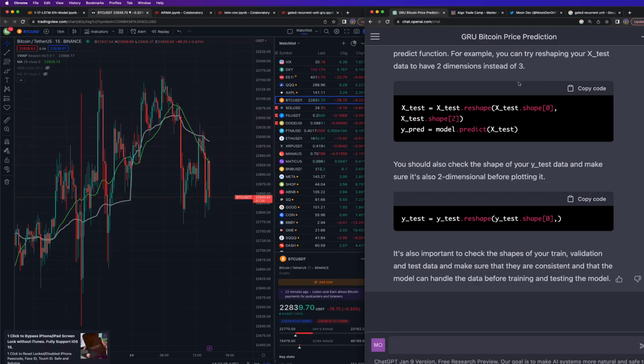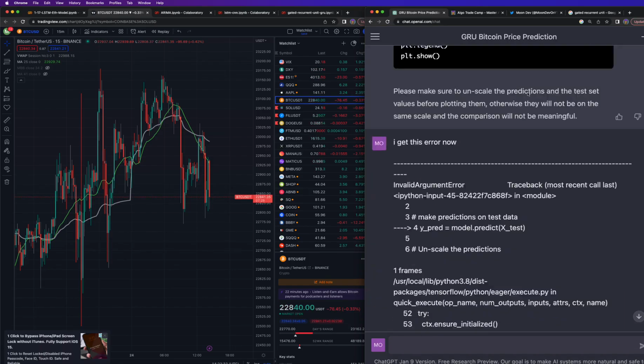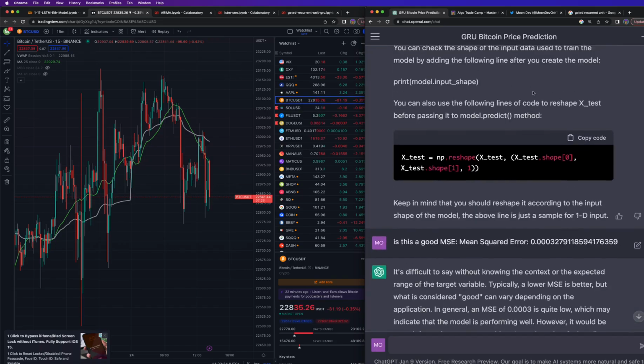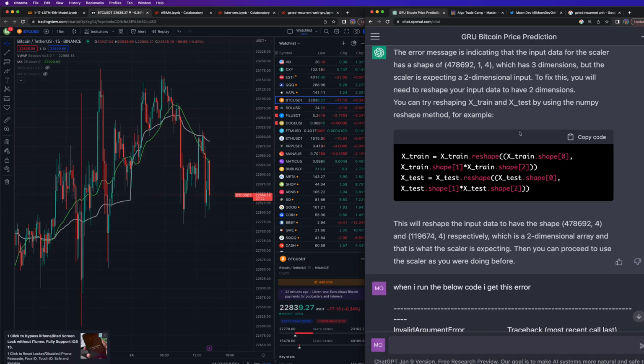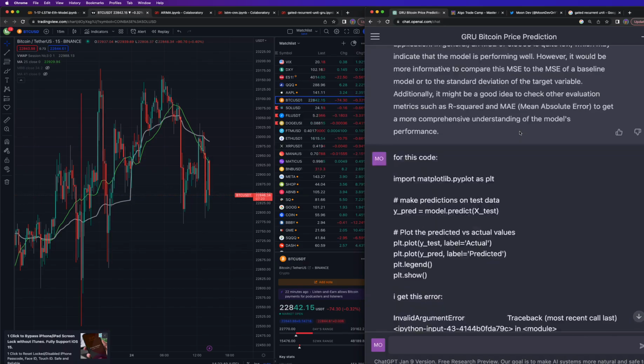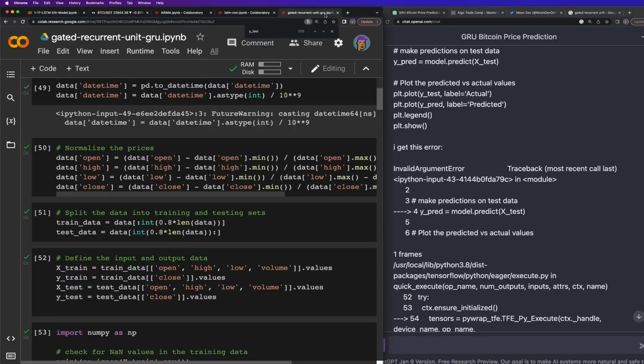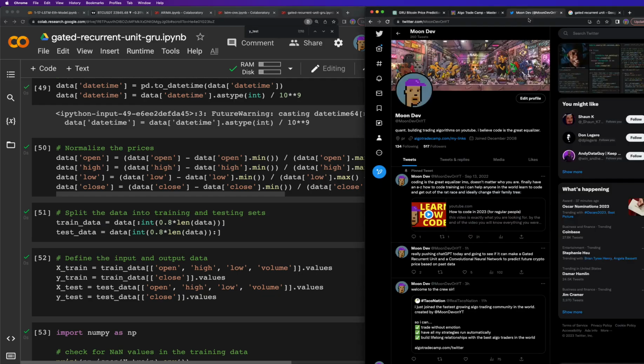I'm using ChatGPT to code a convolutional neural network for algo trading. As you can see here, we built a GRU, which is a gated recurrent unit, for algo trading, and it did really well. So what I want to do is do the same thing, but use a convolutional neural network, or easier said, a CNN. So I went ahead and explained what I was going to do here.